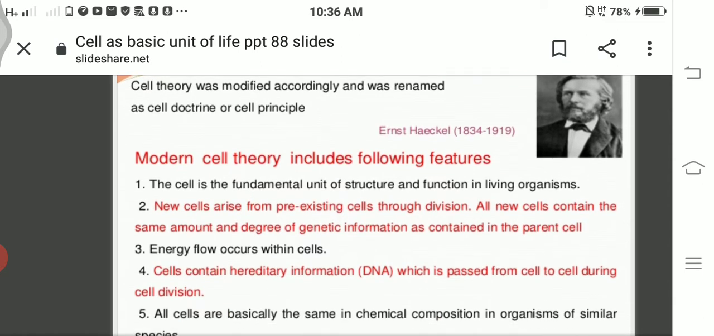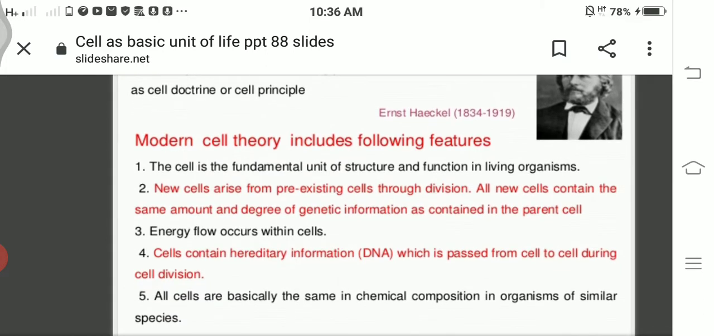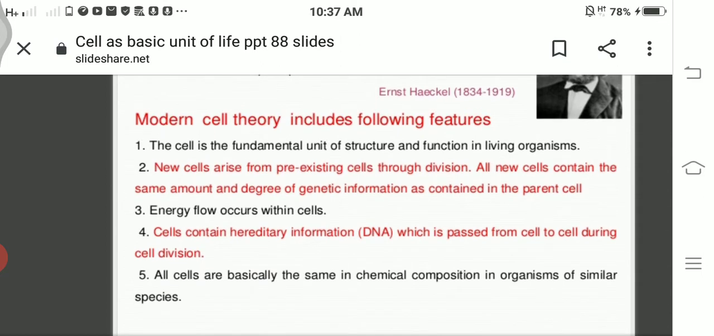And modern cell theory includes features like: the cell is the fundamental unit, the structural unit of life, and the functional unit of all living organisms. It also says that new cells come from previous cells. New cells arise from pre-existing cells by the process of cell division. All cells have some amount and degree of genetic information which comes from the parent. Then energy flow occurs within the cells.